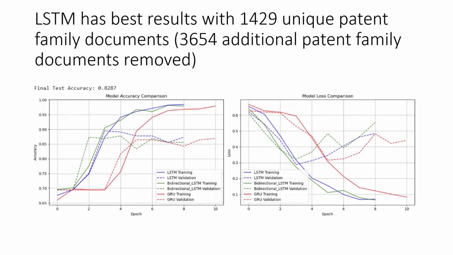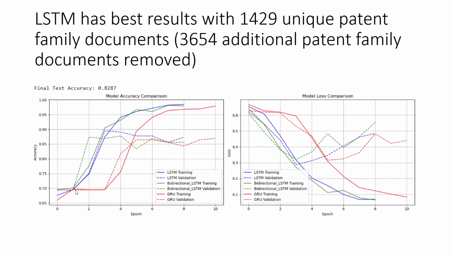So final test accuracy dropped significantly. It went to 82% instead of 96%. Or rounding up, it would be 83 versus 97%. Let's take a look at model accuracy comparison. GRU again lagged behind the other two. LSTM and bidirectional LSTM were pretty close together.